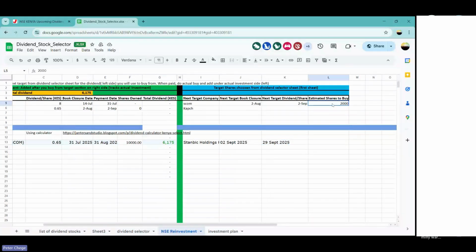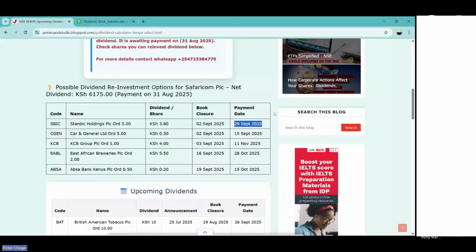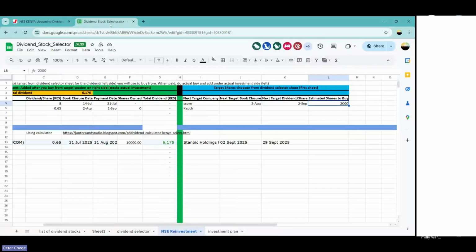So this one you can use the calculator here so that it gives you, based on the dividend, the number of shares you can buy. But this also will depend on whether you want to do a top up. Let's say it is 200 shares. So that when that day comes and you receive your dividend, that is on 31st August for Safaricom, you'll come to your dividend tracker on the side of the target and check the company that you picked. So you'll go and buy shares for Stanbic using the Safaricom dividend.